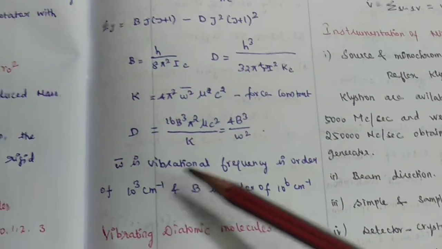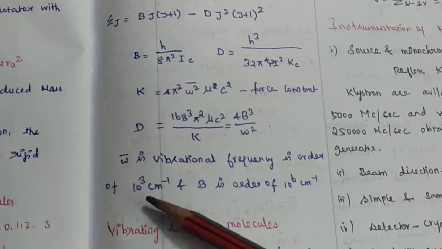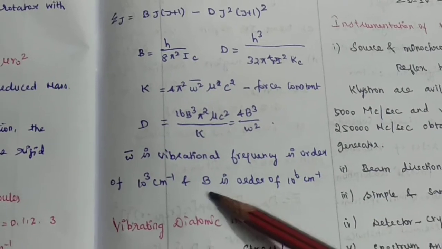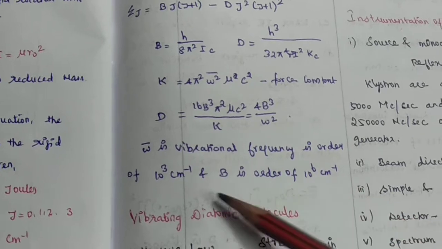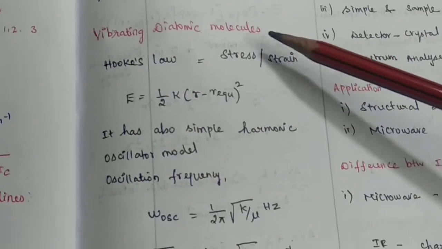Okay. So then vibration frequency is of the order of 10 power 3. In the case of the rotational spectrum, it is of the order of 10 power 6. So these two are the most important cases. Okay. So then vibrating diatomic molecules.